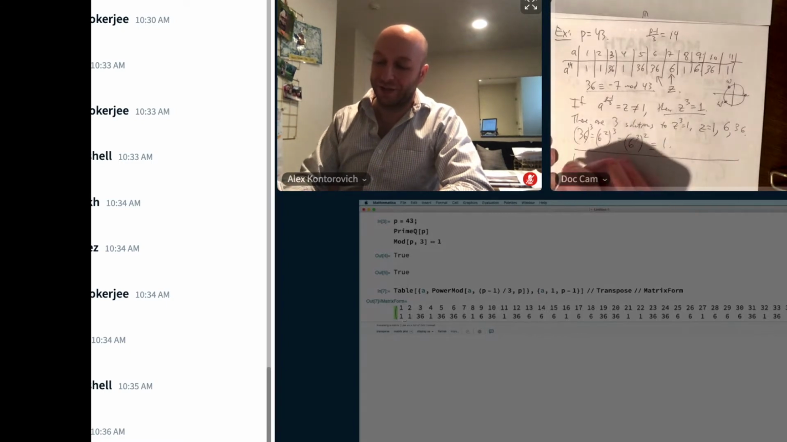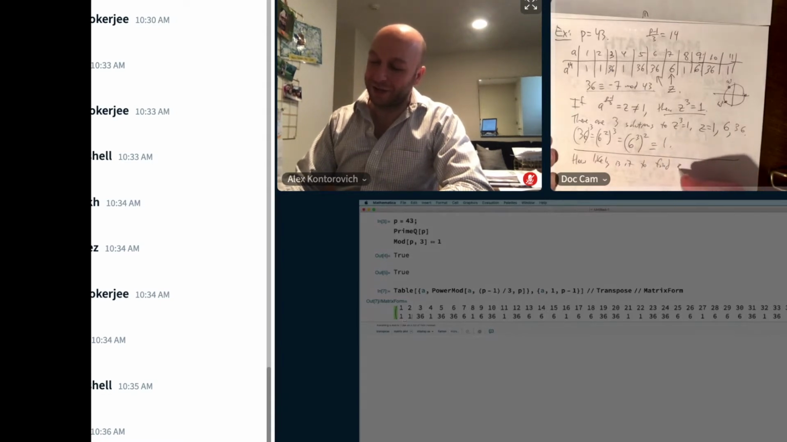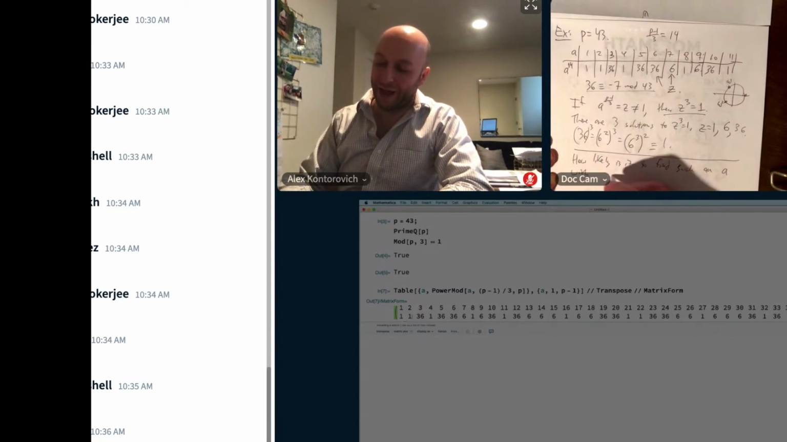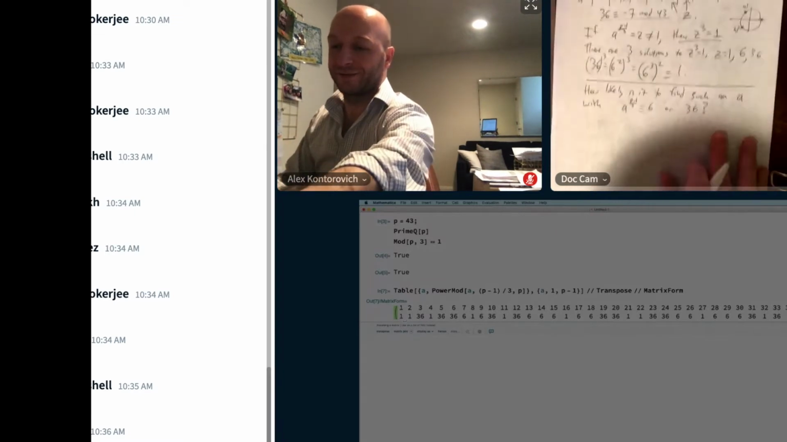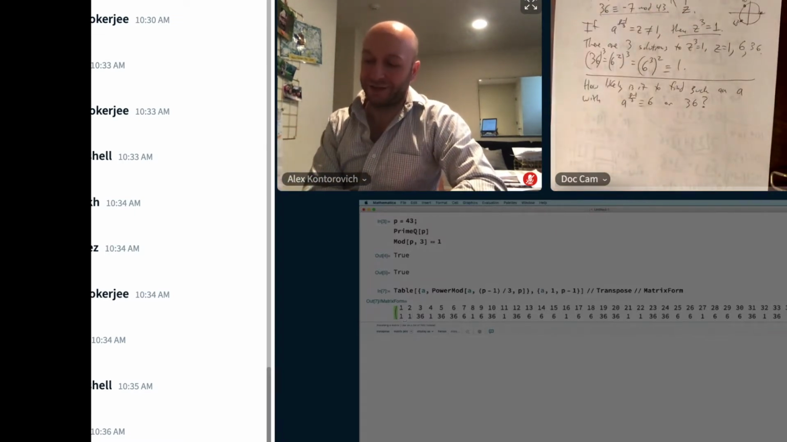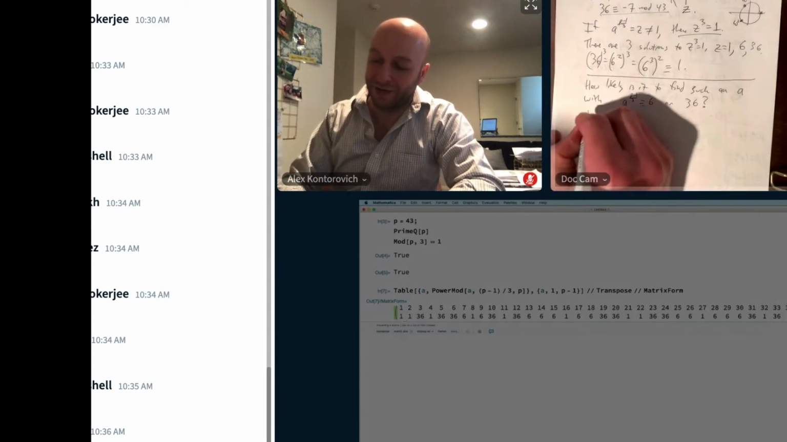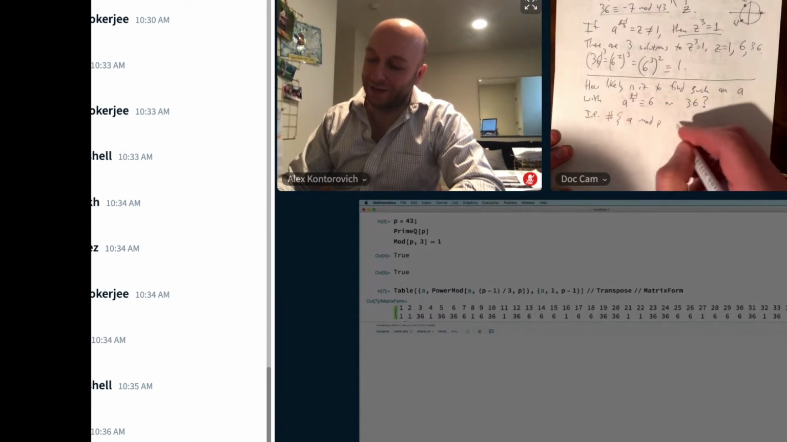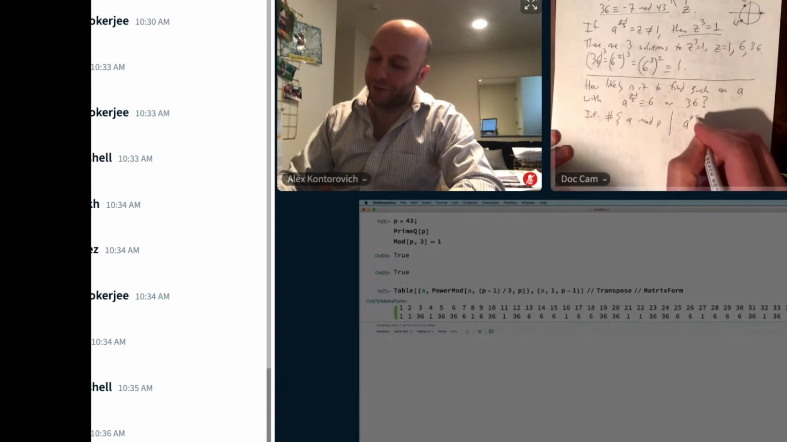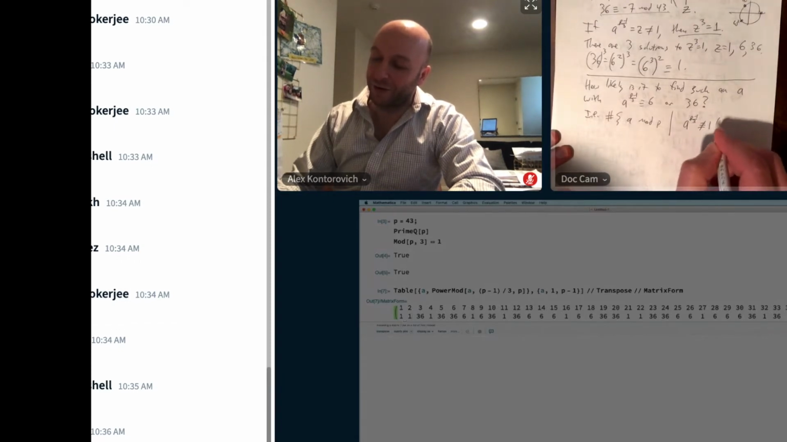Now, how likely is it to find such a z? How likely is it to find such an A, with A raised to the p minus 1 over 3 not being 1, so being either 6 or 36? What do you think? Does anybody have a guess? How many A mod P have A to the P minus 1 over 3 not congruent to 1 mod P?